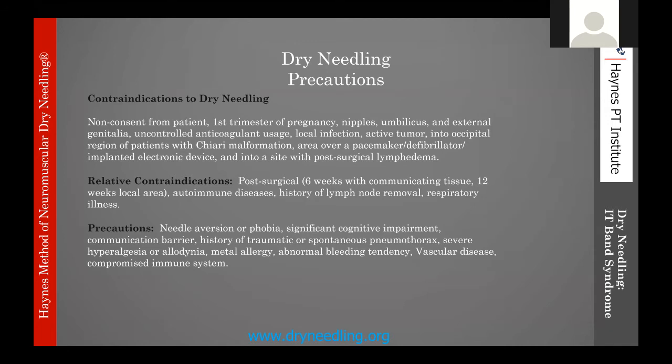Precautions, a person that may have an aversion or a phobia to needles itself. If there's a significant cognitive impairment, move further down. Most definitely the biggest thing we get concerned about is pneumothorax. So any dry needling in and around the rib cage, we definitely want to follow our rules, our guidelines for dry needling to make sure that we don't pierce into the lung tissue itself.